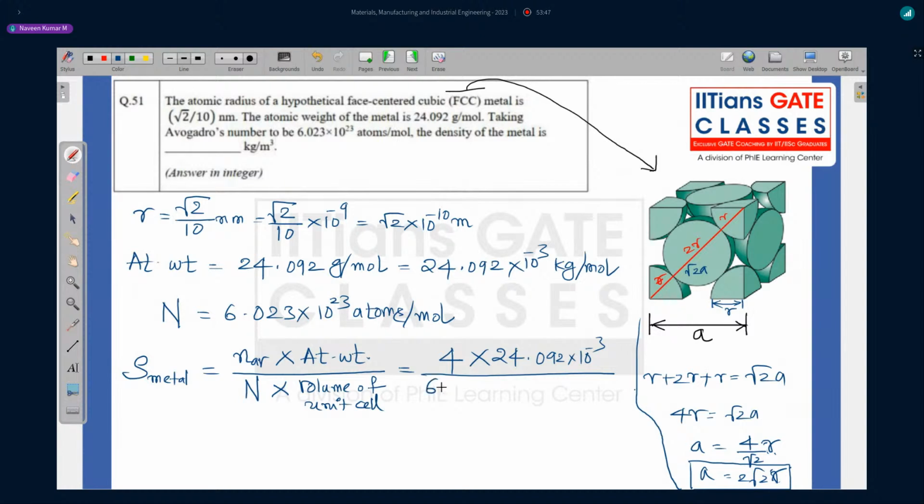Avogadro number is 6.023 into 10 to the power of 23 atoms per mole, into what is the volume of cube? Volume of cube is A cube. I'll write it A cube here. What is A cube? We'll calculate. A is what? A is 2 root 2 R, which we have given here. So I will write it here.